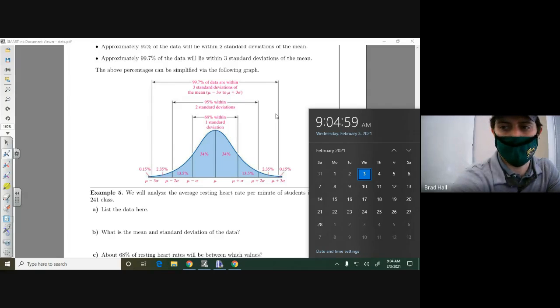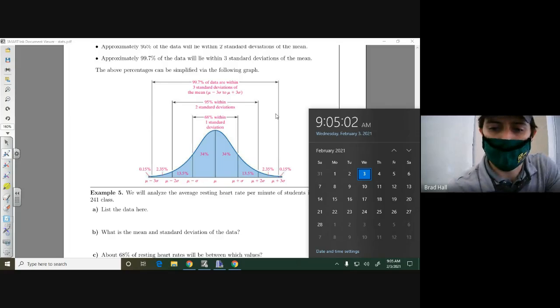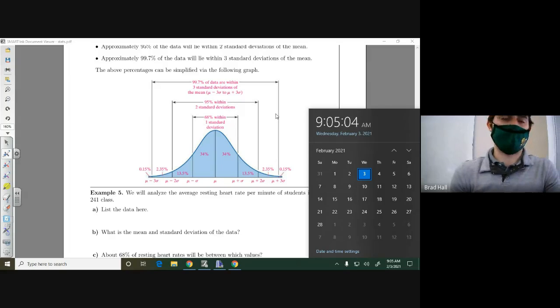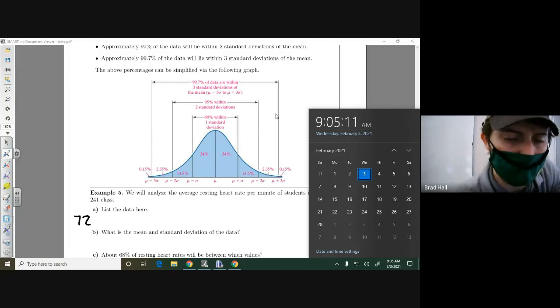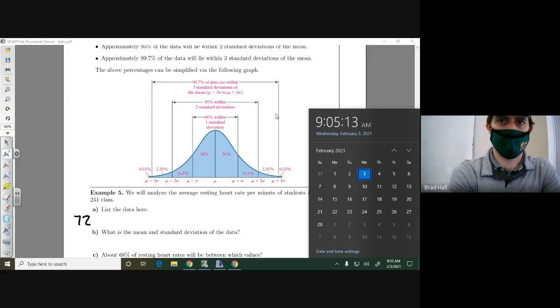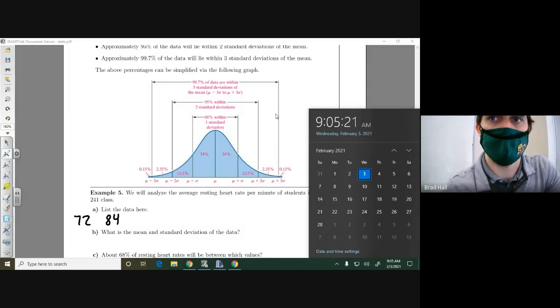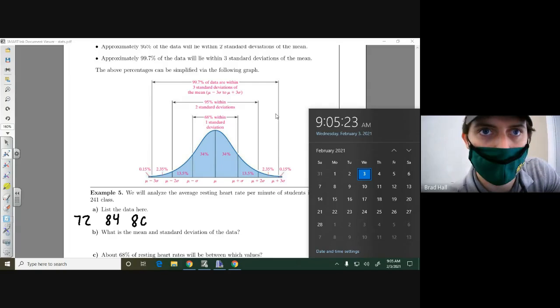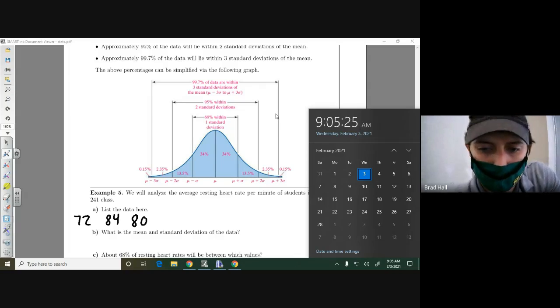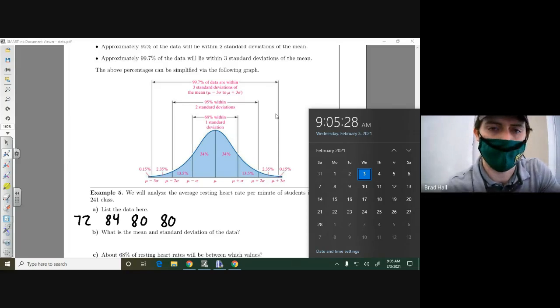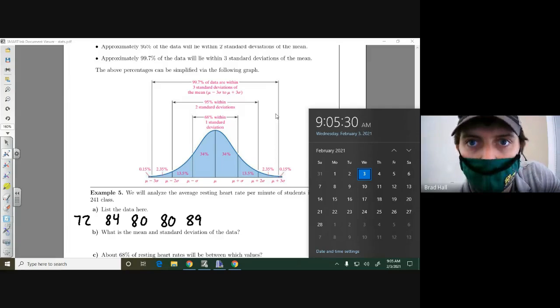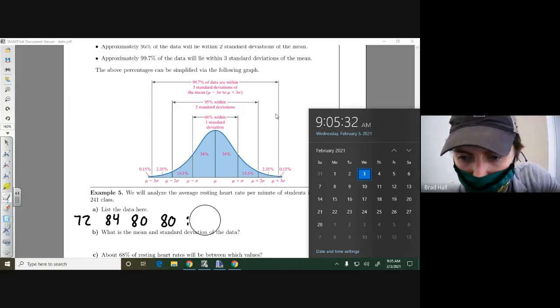Okay, well, I did mine for 15 seconds and I counted 18. So I just multiplied that by 4 to get a minute. Mine came out to be 72. What are some of the values you all got? 84? 80. 89. 83. Oh, 83, gotcha. 88, 72, 82.